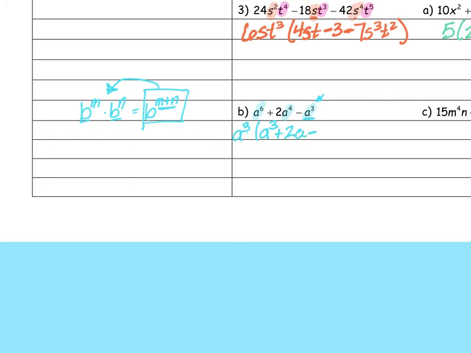And then I have 3 a's, and I take 3 a's away. I can't have 0 there. I just want to say I can't have 0, because when I multiply back out, I want to make sure I have the same expression.